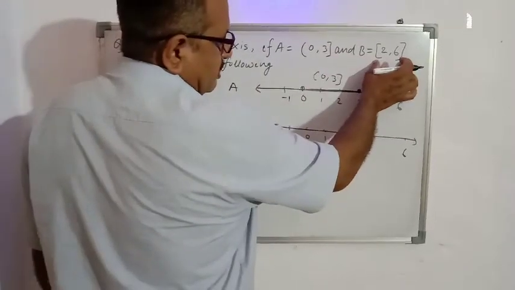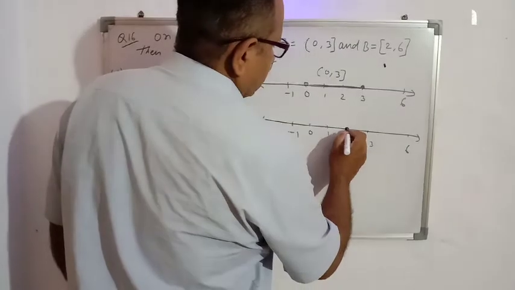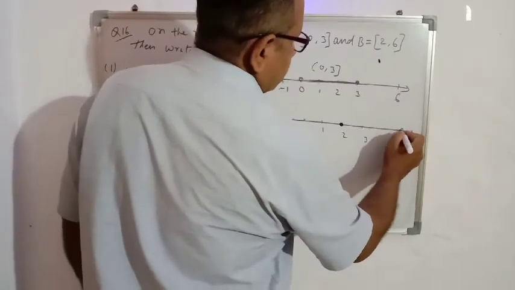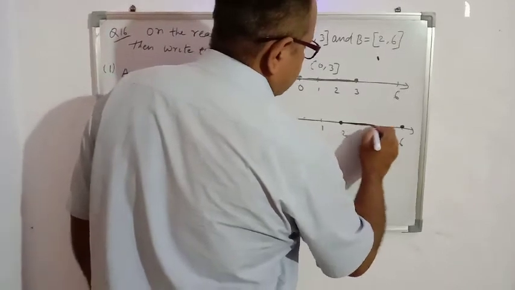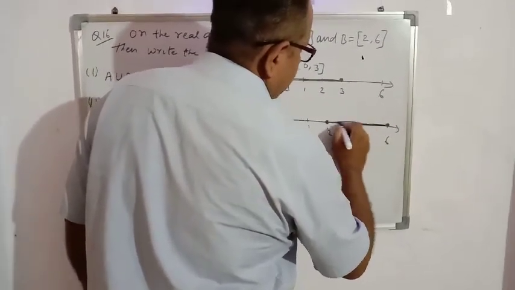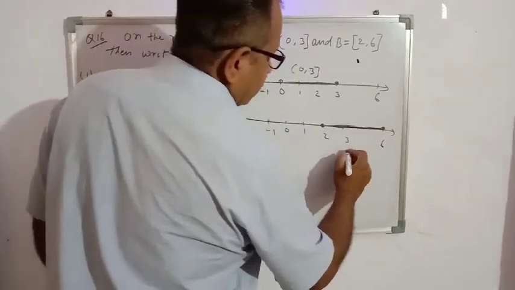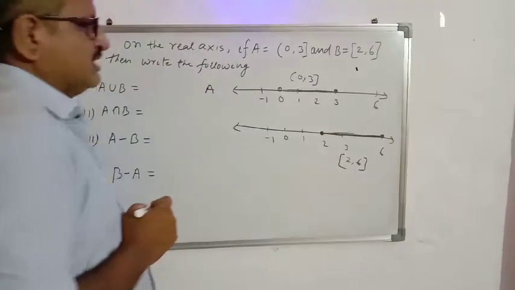And B is what? Closed interval [2, 6]. So where is 2? Here, 2. 2 is included, 6 is also included. This portion on the real number line represents the closed interval 2 to 6.